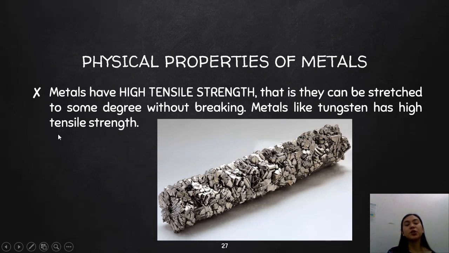Also, metals generally have high tensile strength. That means, di ba, they are hard to break. So, they can be stretched to some degree without breaking. Metals like tungsten have high tensile strength. Di ba, metals are hard to bend. If you can bend it, you can stretch it out without it really breaking, not unless it surpasses its breaking point.